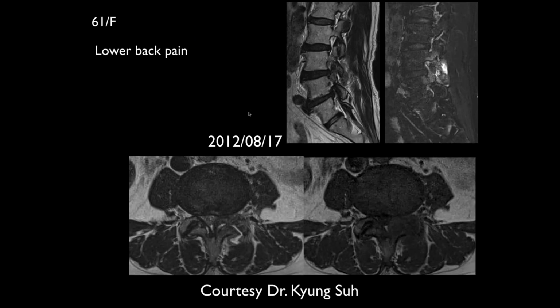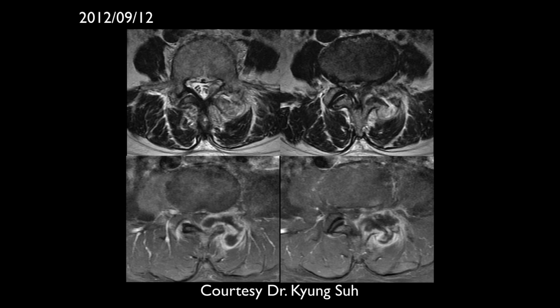Hey, Shiv? A 61-year-old woman with lower back pain. So it looks like on the sagittals we're looking at the facet joints of L3-4 maybe. And it looks like there's a fluid collection there and some ill definition of the facet joint, maybe some destruction of the joint.